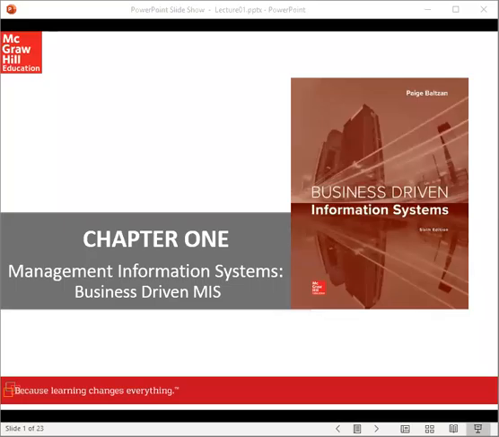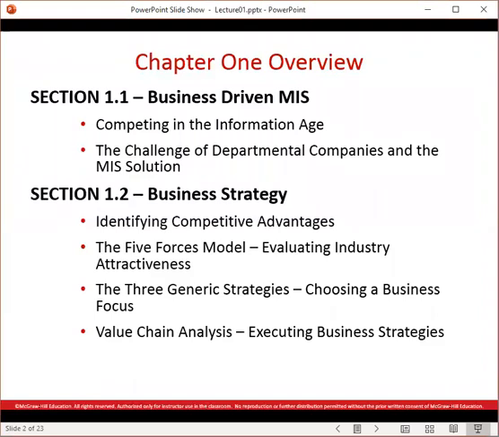Welcome to Chapter 1, where we'll be going over management information systems. And here's the topics that we'll be covering: competing in the information age, the challenge of departmental companies and how MIS can help them meet those challenges. Then we'll go over business strategy. We'll look at Porter's models, the 5 forces model, the 3 generic strategies, and value chain analysis.